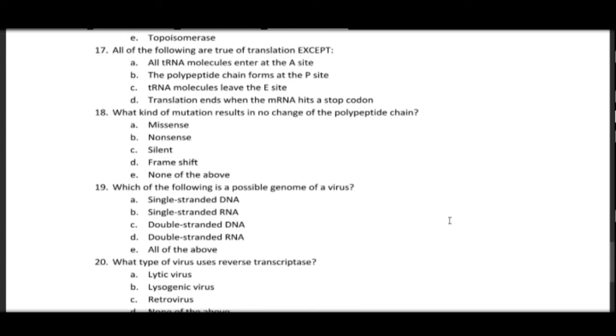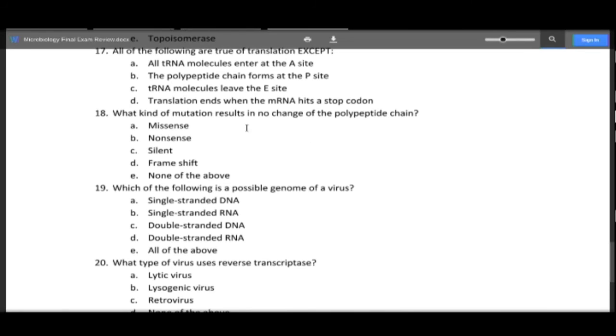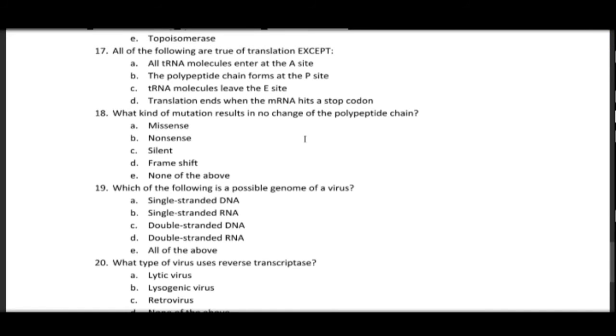Okay. 18 says, what kind of mutation results in no change of the polypeptide chain? So the polypeptide chain is going to be your sequence of amino acids. So this kind of mutation probably wouldn't be apparent from the functioning because you're going to still have the same polypeptide chain, you're still going to have the same protein, and it's going to be like nothing happened, except if you look at the genes of the person, then you can see the mutation there. It's not really expressed because maybe this type is usually where you have a mess up, but the mutation kind of codes for the same amino acid. That's kind of what this is describing.